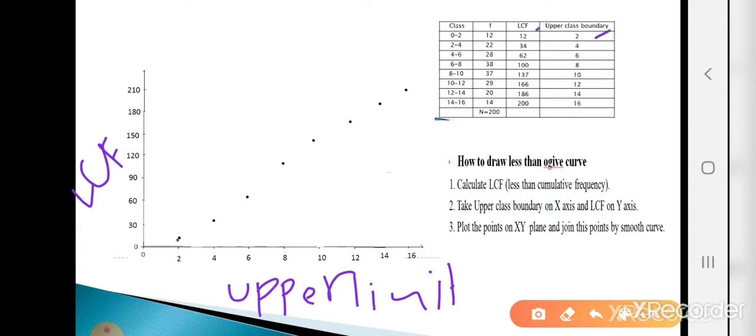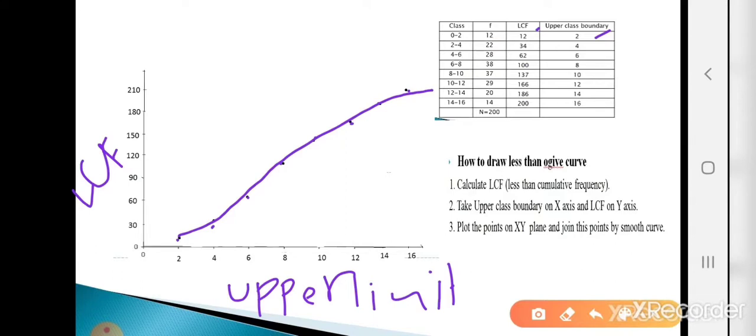Now plot the points. For the upper class boundary 2, what is the LCF value? 12. Then for 4, it's 34. Then for 6, it's 62. Then for 8, it's 100. Then for 10, it's 137. Then for 12, it's 166. Then for 14, it's 186. Then for 16, it's 200. Now join the points by a smooth curve. So this graph is called the less than ogive curve.